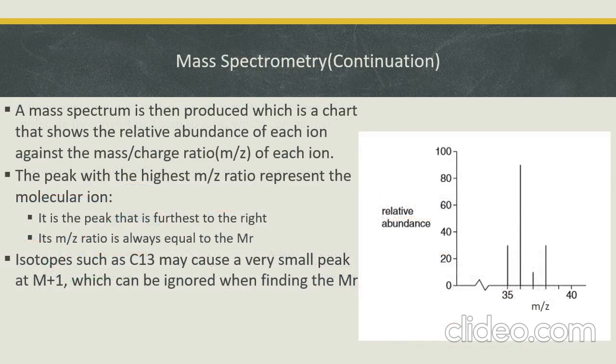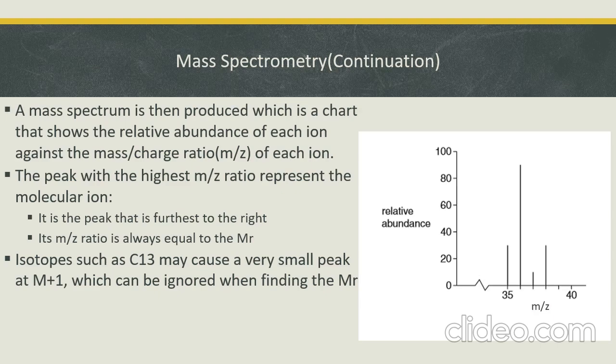This is the chart that I was telling you about, the mass spectrum, and in the mass spectrum, the relative abundance and the m/z ratio of each ion will be shown. The peak with the highest m/z ratio is toward the right, and it's always equal to the Mr. So for example, over here, this one, the m/z ratio, this is the Mr.